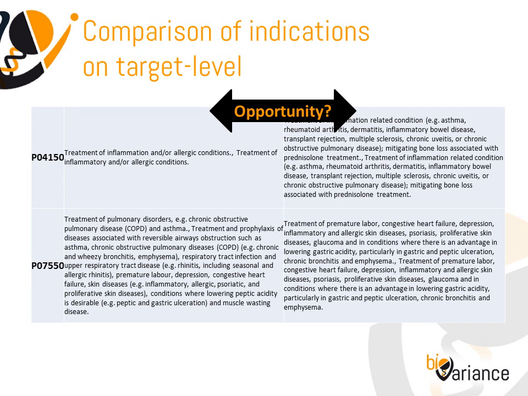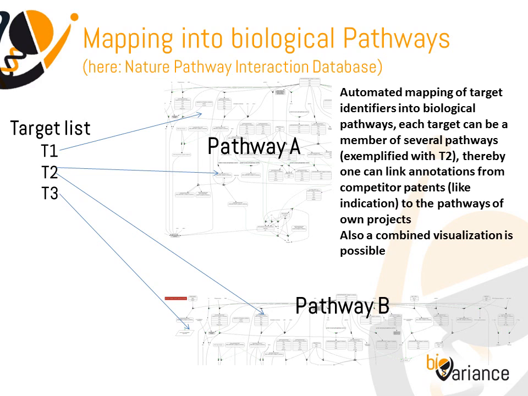So if we compare the indications they are working on the target level, you can quickly see that there might be quite a few opportunities that you can leverage for your own compounds as well, seeing that on the left hand Pharma A is working on the same target for way fewer indications than Pharma B. But now we can go a step further. We can map all this information into biological pathways.